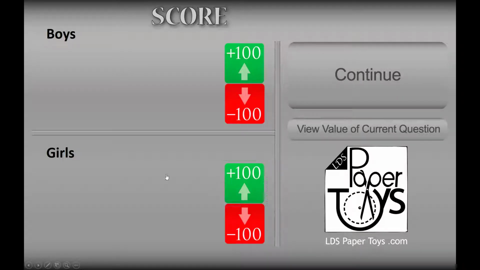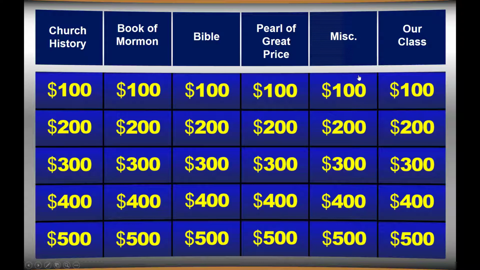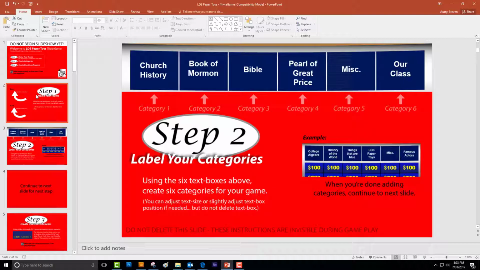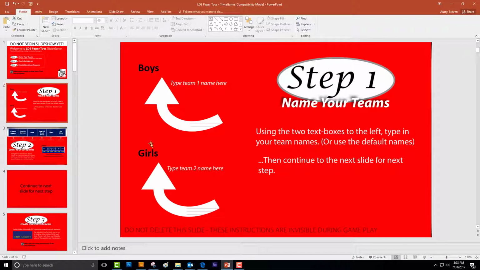So here's our teams that we had set up, boys and girls. We're just going to hit Continue to start the game. So here's our board. What you can do is have all this set up, but when you get to class, have the class decide on their team names. So you can just hit escape and say, okay class, we're about to start this special game. What do you want your team names to be?